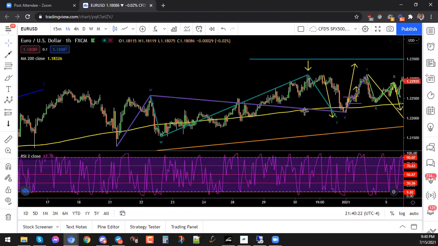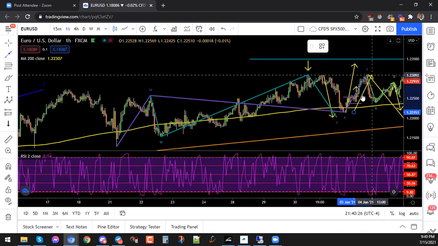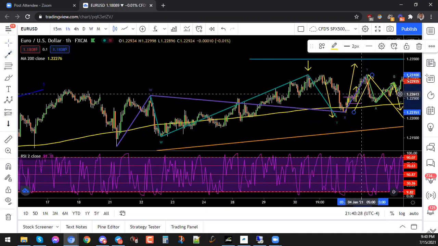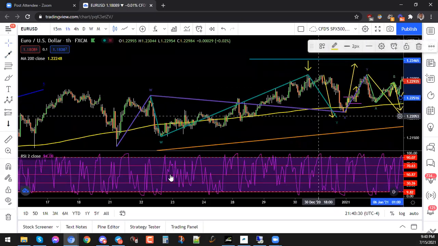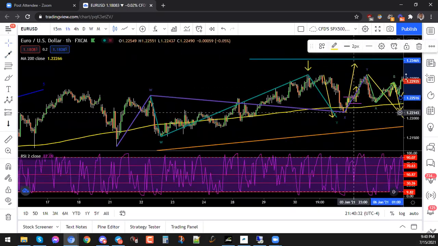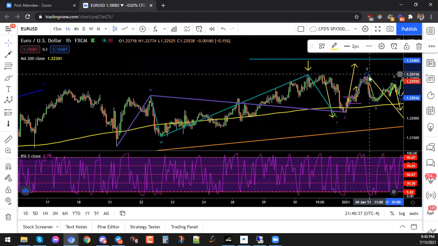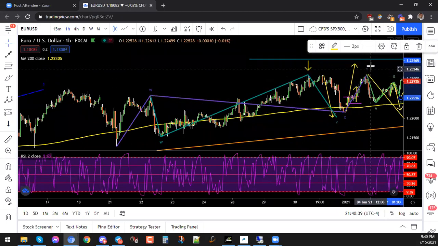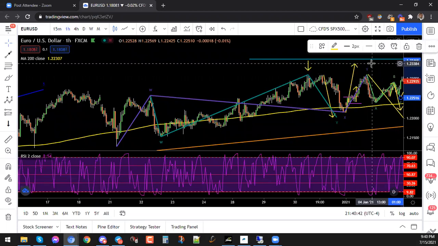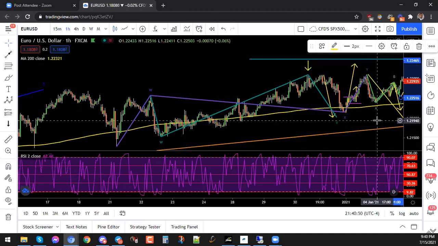So we're going to come back, measure this wave, and project this wave over here like that. Now we're going to look for this measurement to the upside. We're either going to make a repeat of this measurement, or we're going to just reach this level and stop. Okay? Now, remember, all of that does not have to happen in one day. So let's see how price moves.